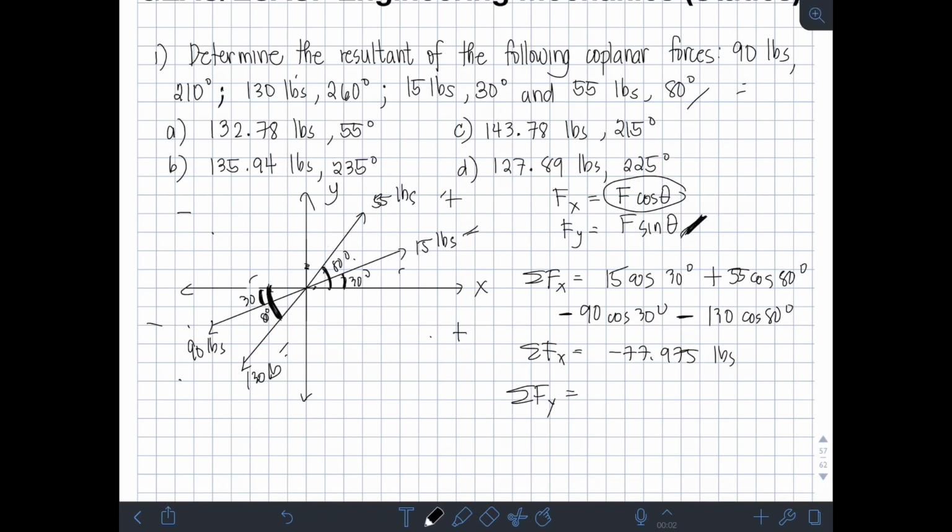Okay? Then, doing the same, dito naman sa summation ng forces along y-axis, this time ang formula naman natin is ito. Okay? Ngayon, meron ding sign convention sa vertical component. So, kapag nasa first at second quadrant yung terminal side ng force, positive yung kanyang value. So, positive, positive.